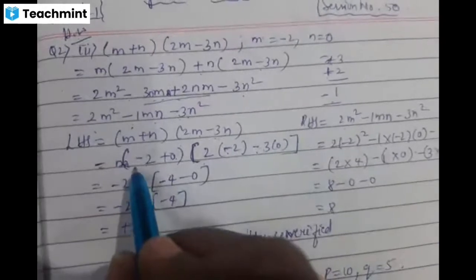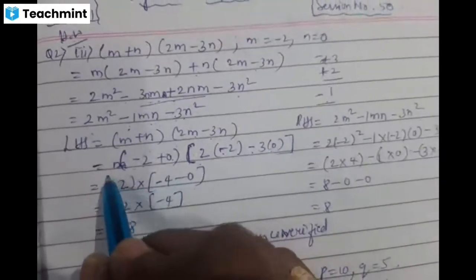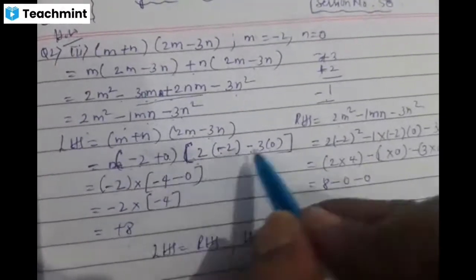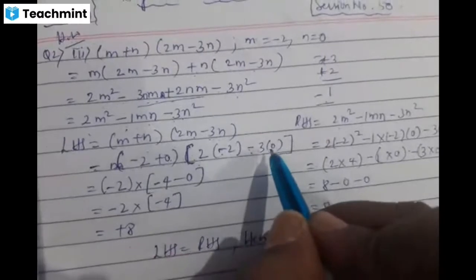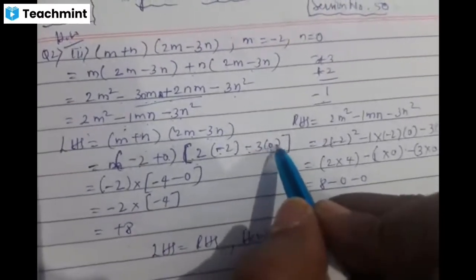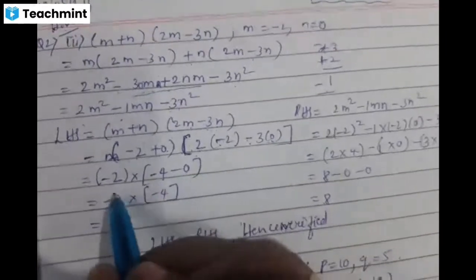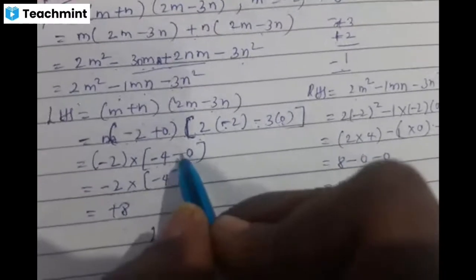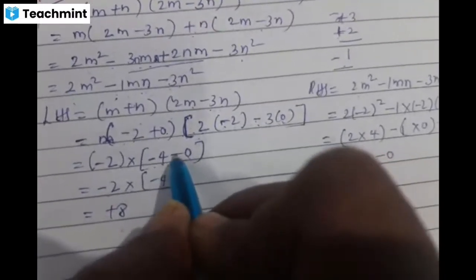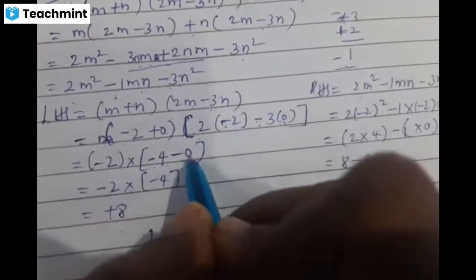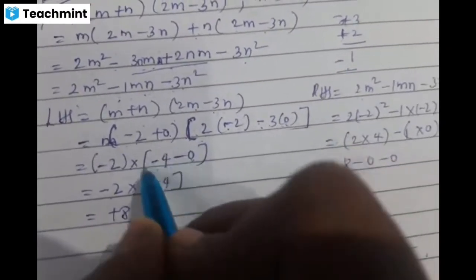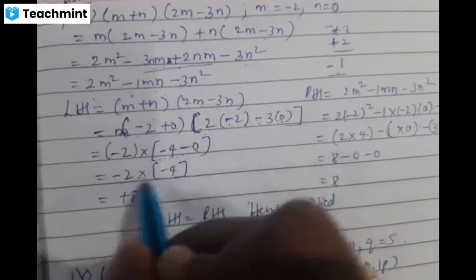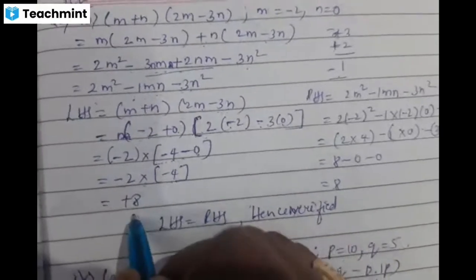Close the brackets. Minus 2 plus 0, children, is minus 2, into 2 plus; into minus is minus. 2 2s are 4, minus 3 into any number, sorry, any number into 0 is 0. So 3 into 0 is 0. Minus 2 into minus 4 minus 0. If I take out the 0, this is subtraction, children. If I take away 0 from any number, the number remains the same. So minus 4 minus 0 is minus 4. Minus 2 into minus 4 is plus 8.